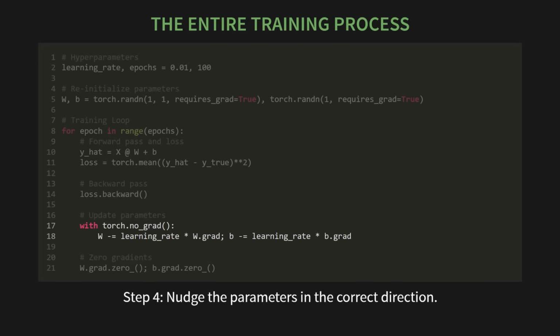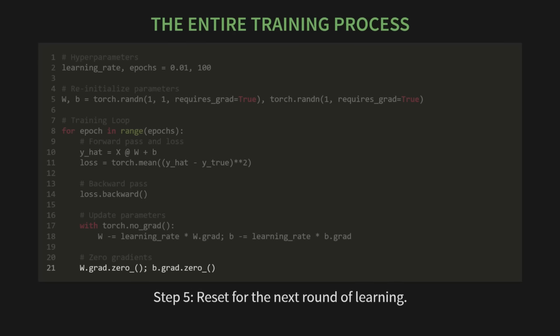Step 4, we nudge the parameters in the correct direction. This is the gradient descent step, where we subtract a tiny fraction of the gradient from our parameters. And finally, step 5, we reset for the next round of learning. We call .grad.zero_ to zero out the gradients and get ready for the next epoch.